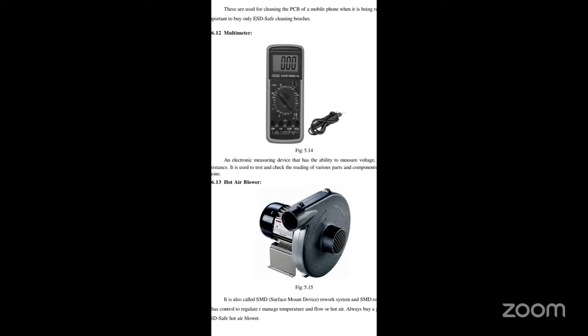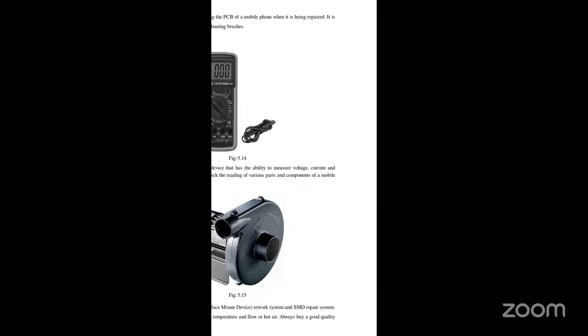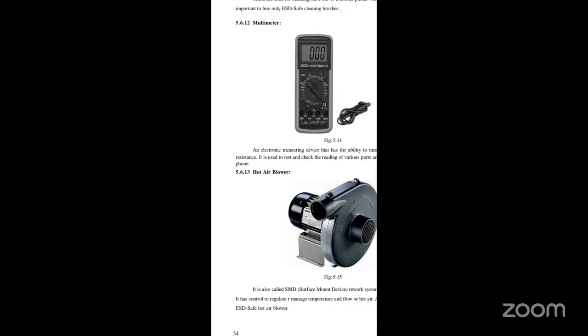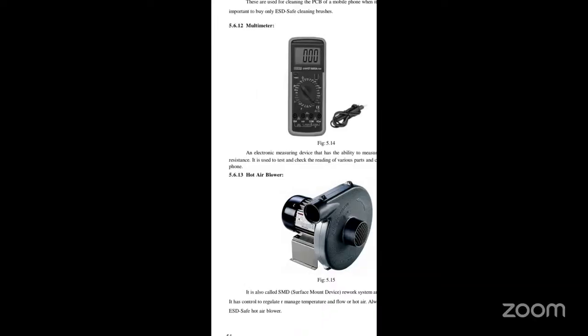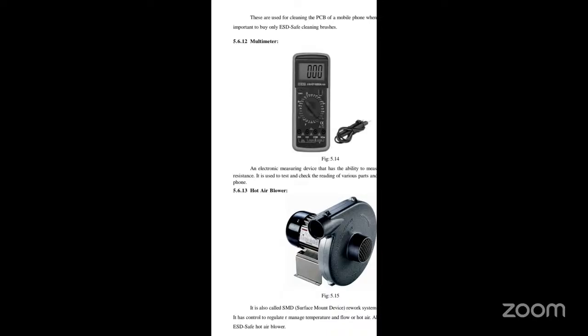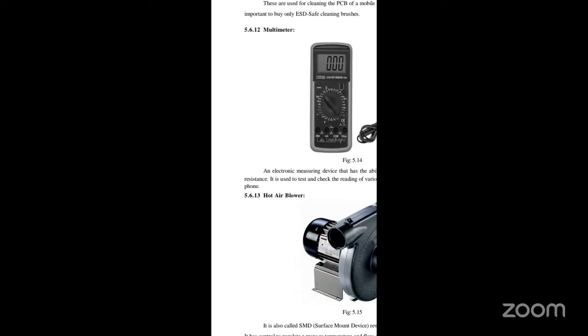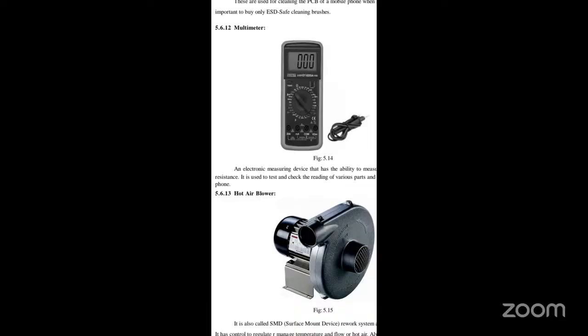Multimeter: an electronic measuring device that has the ability to measure voltage, current, and resistance. It is used to test and check the readings of various parts and components of a mobile phone. So it is an important device, no? Important part to identify faults and repair the mobile phone.